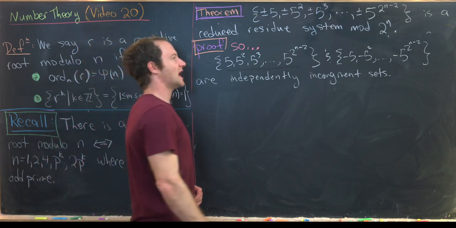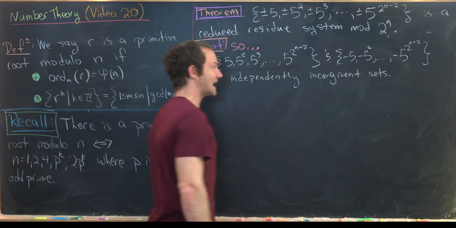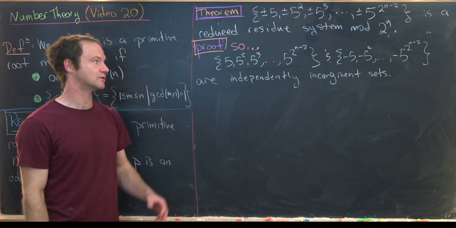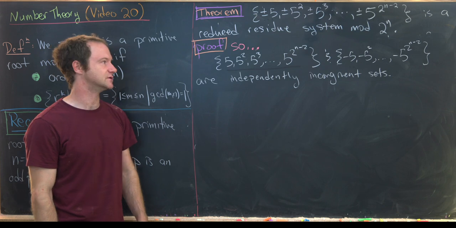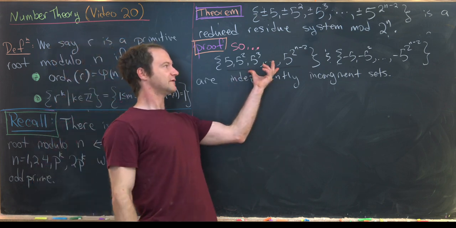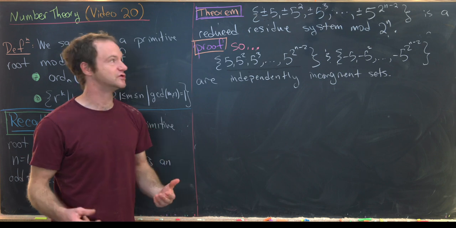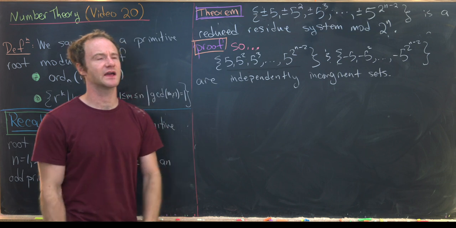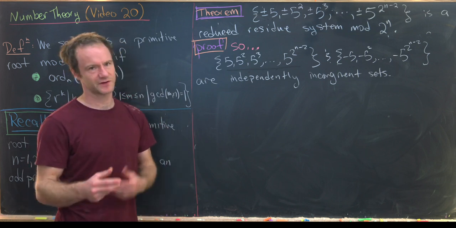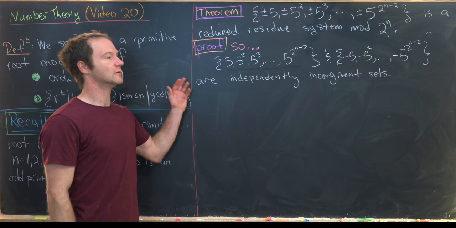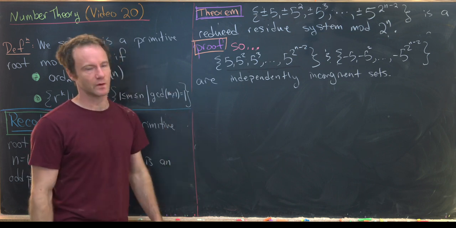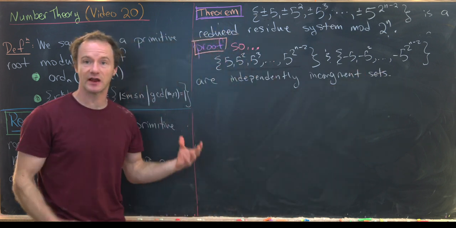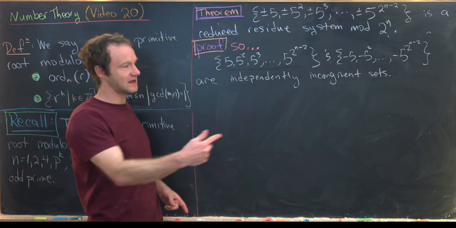From there, it's pretty obvious that all of these numbers, minus 5, minus 5 squared, up to minus 5 to the 2 to the n minus 2, are also incongruent mod 2 to the n. That's because we're taking all of these and multiplying by something whose GCD with 2 to the n is 1. Just think back to the proof of Euler's generalization of Fermat's little theorem, and we do something like that. So in conclusion, or in midpoint conclusion, these two sets contain elements that are independently incongruent within the set.